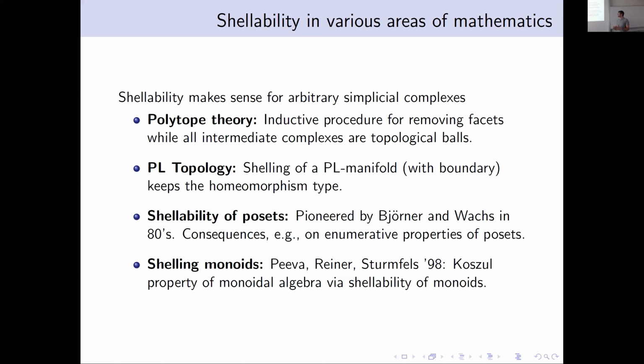And then later on, shelling was extended even further to arbitrary monoids. And here we really see monoids as generalizations of posets in some sense. Okay. And this was the 90s, pioneered by Peeva, Reiner, Sturmfels, and the like.